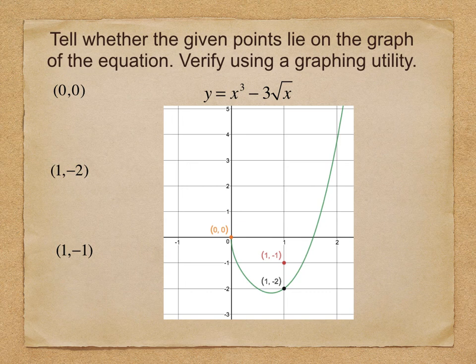Now, looking back at our original points, 0, 0, we can see that does lie on the curve. 1, negative 2 does lie on the curve, as we had proven in the previous slide, and 1, negative 1 does not lie on the curve.